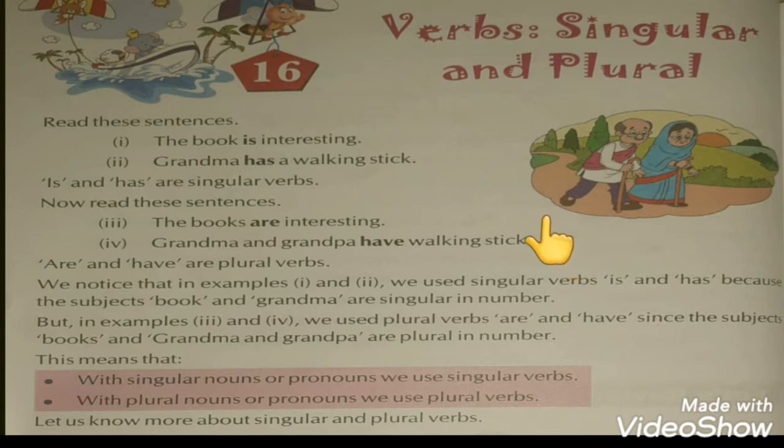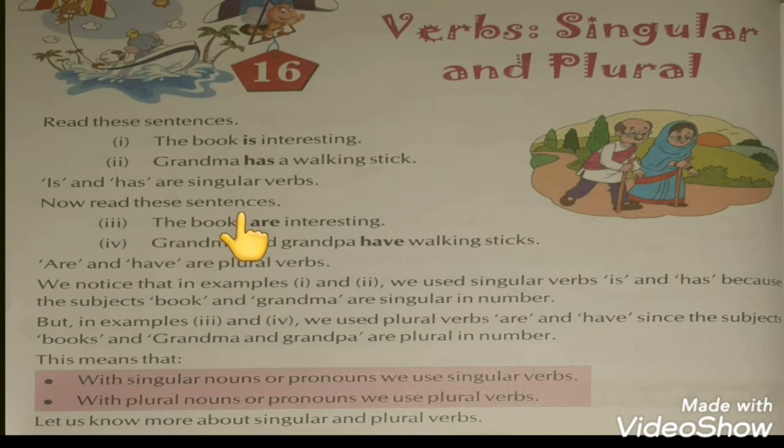verbs. Let's move further. Read these sentences. The book is interesting. Grandma has a walking stick. Here is and has are singular verbs. So here book and grandma are singular, so we have used a singular verb. These both nouns are singular, so we use a singular verb here.